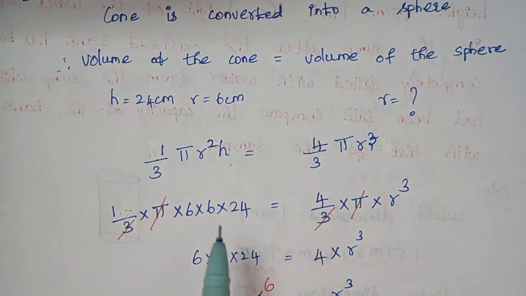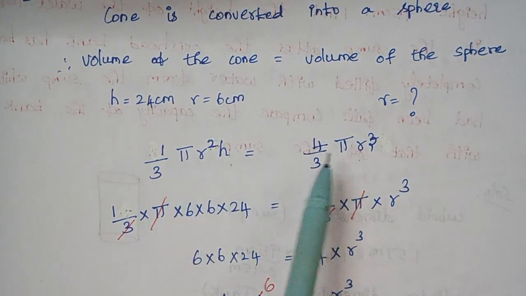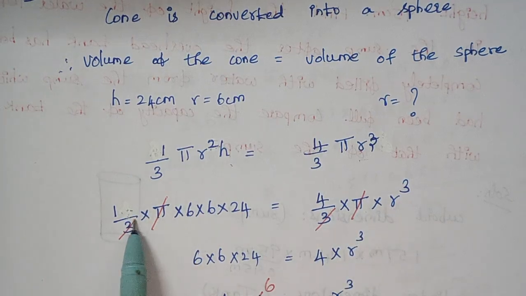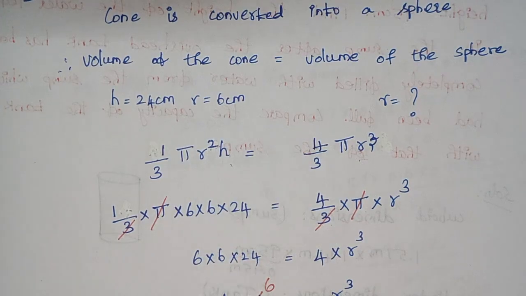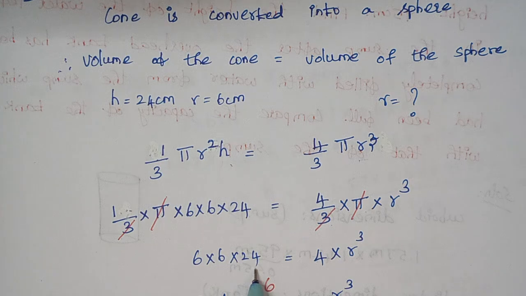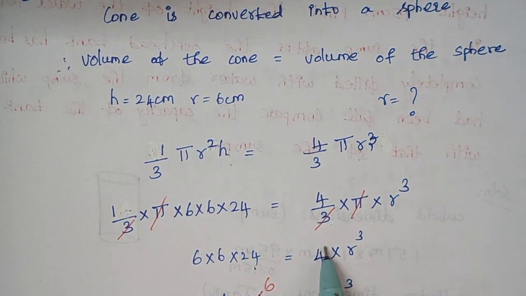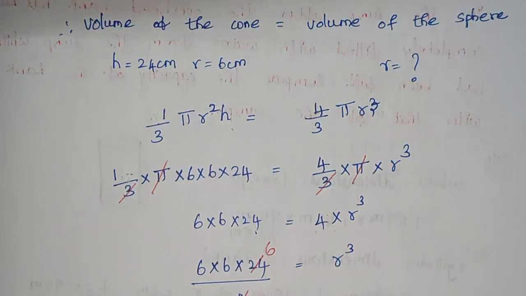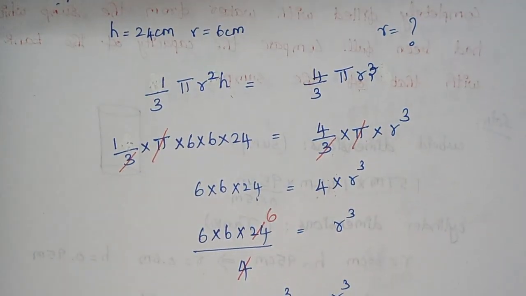In this case pi is common in both the terms, so we can cancel out pi. Again we have 3 in the denominator, so we can cancel this 3 also, right? The remaining things are 6 into 6 into 24 here and 4 into r cube here. Now I am going to move this 4 to the left hand side. Here it is in multiplication, therefore on the left it occupies the division part, that is the denominator.